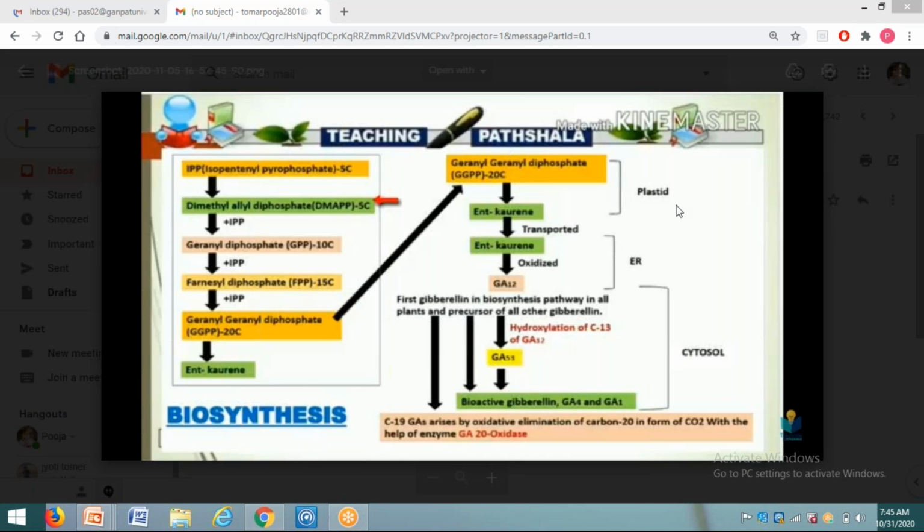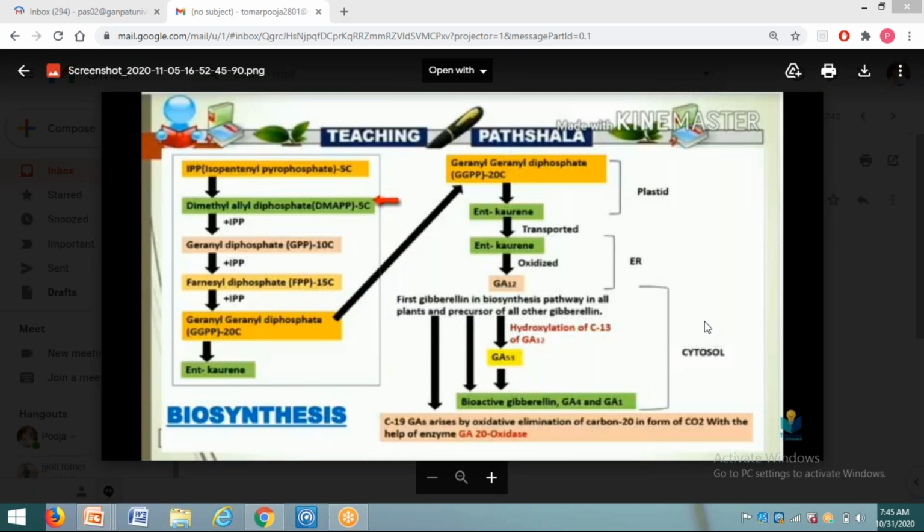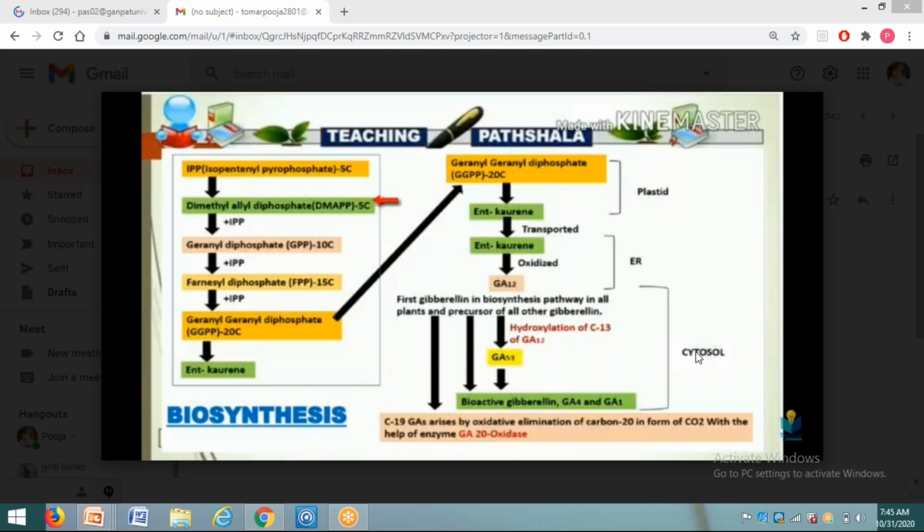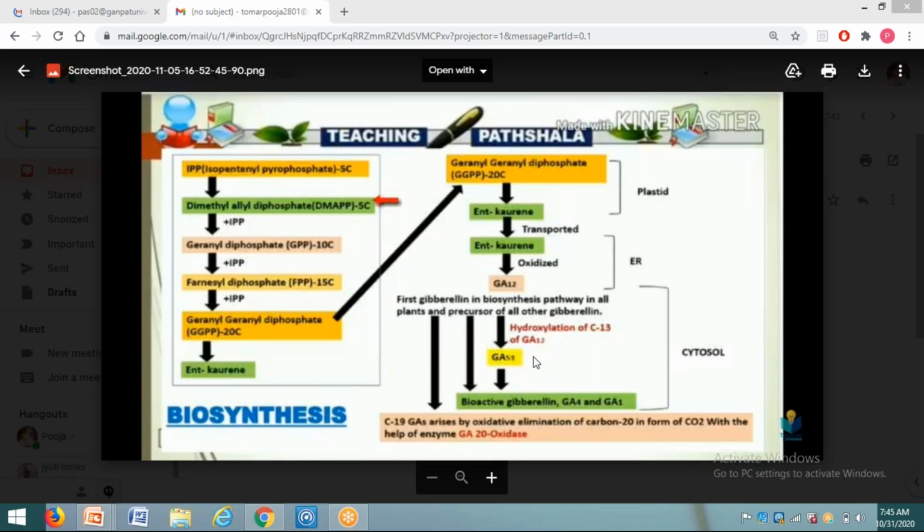Okay, plastid, endoplasmic reticulum and cytosol. The biosynthesis includes 3 stages in different organelles: plastid, ER and cytosol. So firstly we start from the very first point, that is IPP. Isopentenyl pyrophosphate is the precursor, which is a 5 carbon compound.